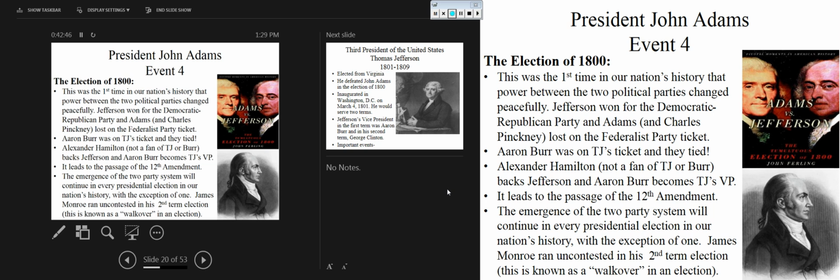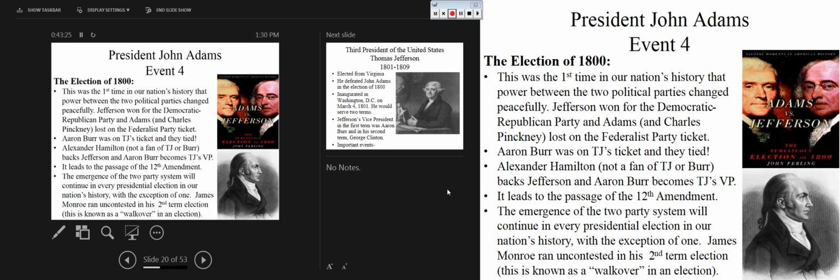It also leads to some deep-seated political strife between political rivals, between Adams and Jefferson. It's never really fixed. They do write some letters later in their life, and oddly enough, they both die on the same day, 50 years to the day of the signing of the Declaration of Independence. The election also pits Aaron Burr and Hamilton against one another.